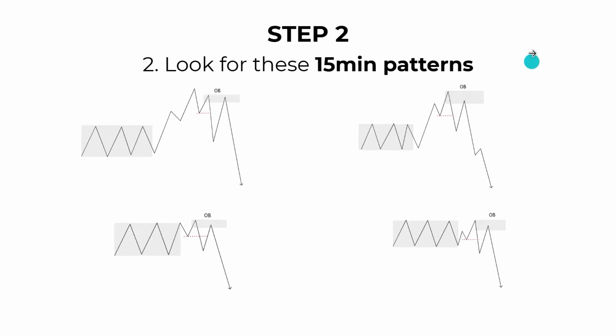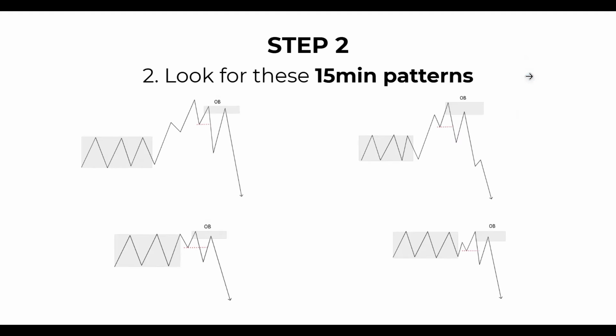Now, step two. Step two is we're going to be looking for a couple of patterns. As you can see here, you have four patterns that you're looking for, which are actually like two patterns, but variations make it four. You have the first pattern here, the second pattern here, the third pattern here, and the fourth pattern here. Now, let's go into each pattern and see what the differences are.